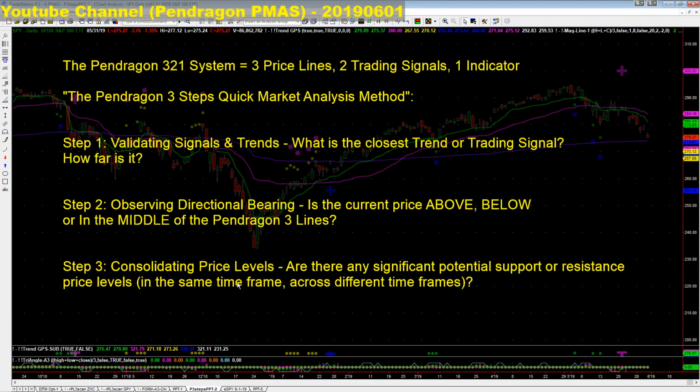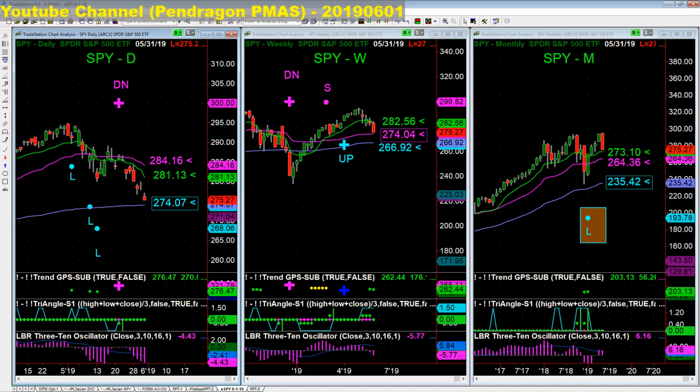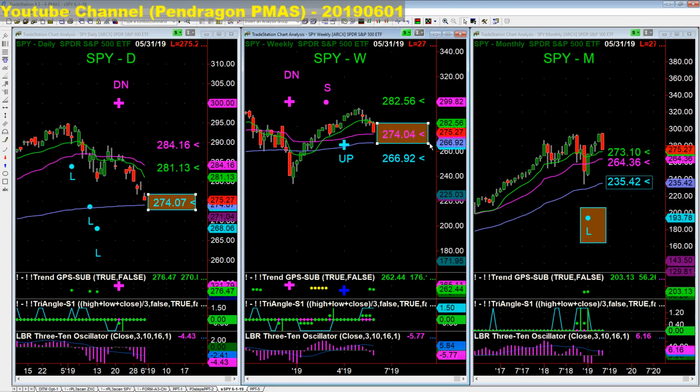Okay, third step, we're going to be consolidating the price levels. That means we're going to check for any potential strong support or resistance. We do that by trying to see any price numbers that are close to each other. So first thing we're going to look for are the numbers that are close to each other. If you look at it, 274.07 on the daily chart is fairly close to 274.04. They only differ by 0.03. So these 2 numbers are fairly similar to each other.